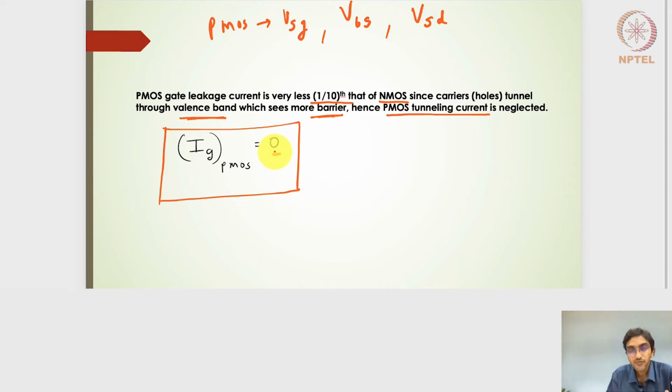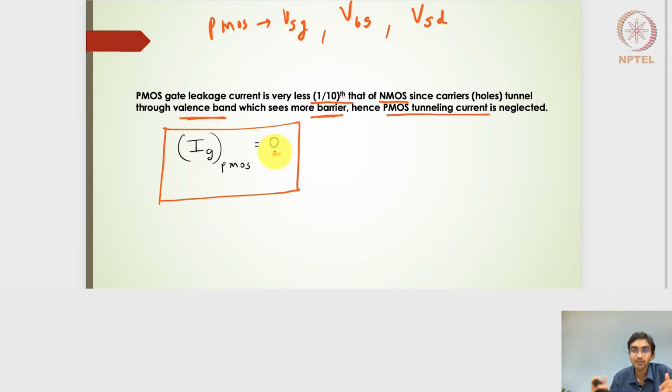From here on, while we are looking at a circuit, it may be a NOR gate, a NAND gate, or any other combinatorial circuit, the PMOS gate current we will approximate to be 0. And we will evaluate the subthreshold leakage current for the PMOS. We will also evaluate the subthreshold leakage current of an NMOS and then the gate leakage current of an NMOS.